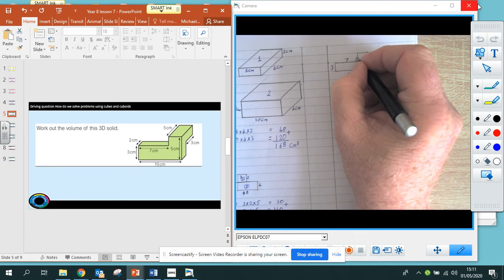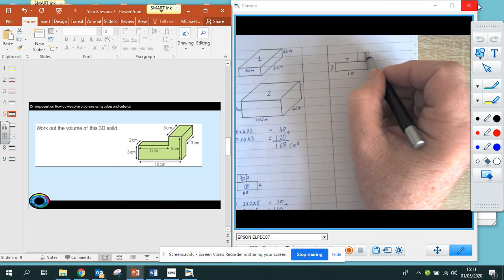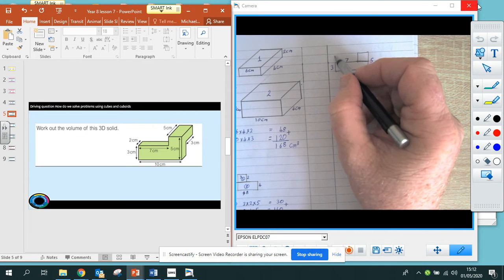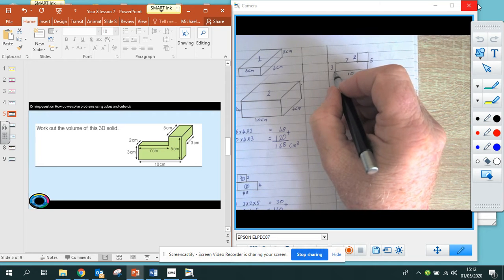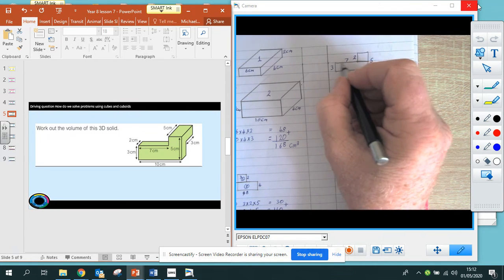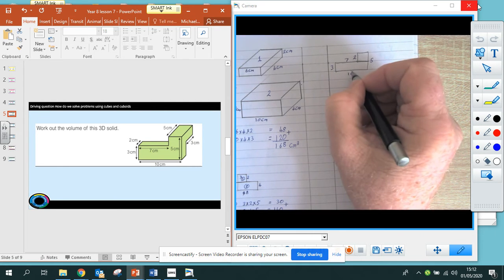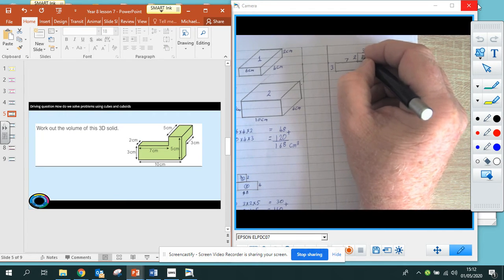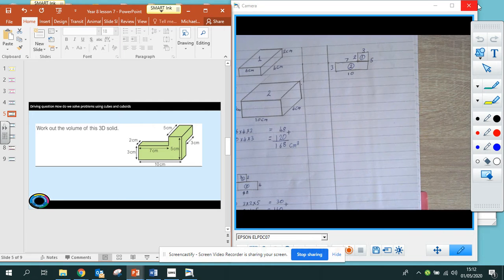So, I know that this dimension, from here to here, must be 5 take away 3, because here to here is 5, this is 3, this must be what's left, so this must be 2. In the same way, if here to here is 10, and here to here is 7, this must be what's left. And 10 take away 7 is 3. Now we've got that, we've got enough information to do our volume calculation again.